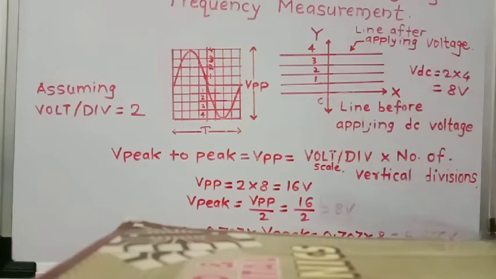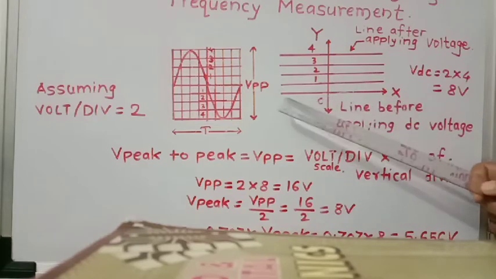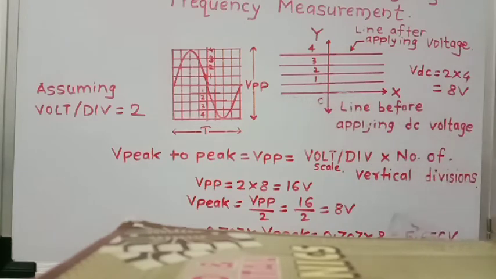By shifting the line on the x-axis, it is adjusted on the x-axis before applying the DC voltage. Then we apply the DC voltage, which is unknown. It is applied to the Y input or vertical input of the CRO. Then the line moves either in an upward direction or a downward direction. If it moves upward, then the DC voltage will be positive. But if the line moves downward, then the DC voltage will be negative.